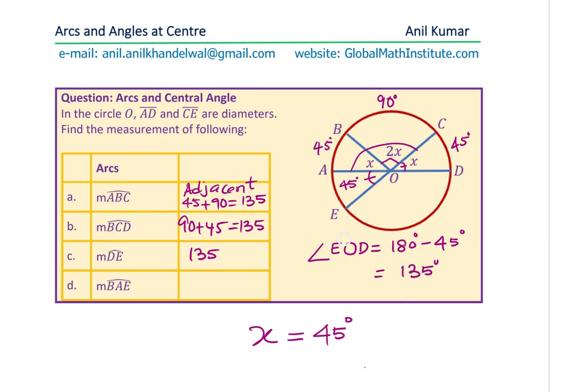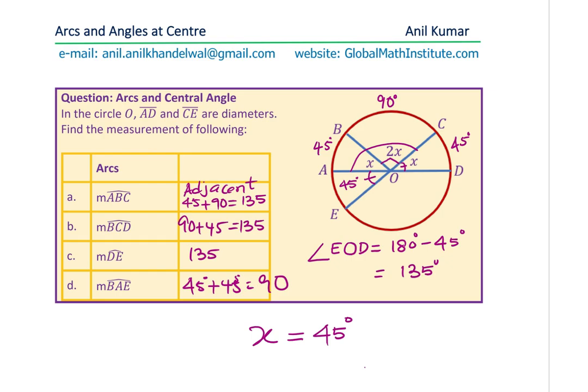Now measurement of arc BAE. BAE is a combination of these two 45 degrees. So that is 45 degrees plus 45 degrees, which is 90, correct? So that is how you could actually answer all these questions.